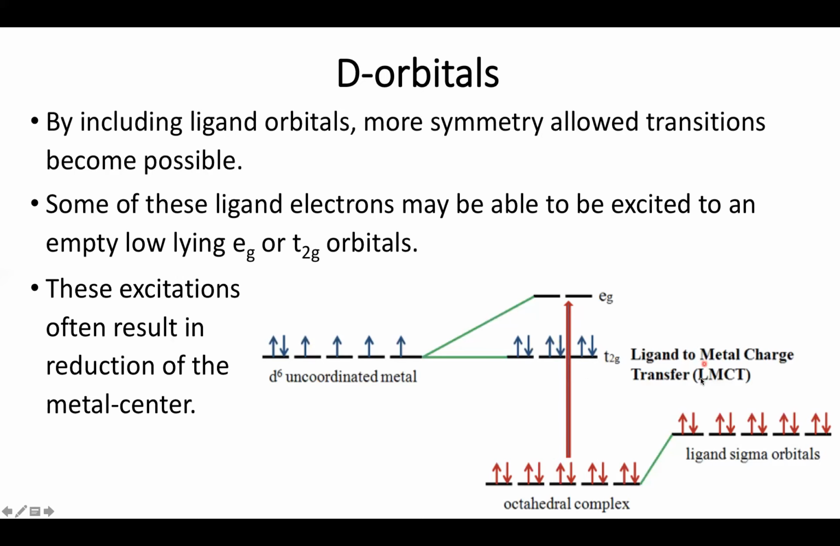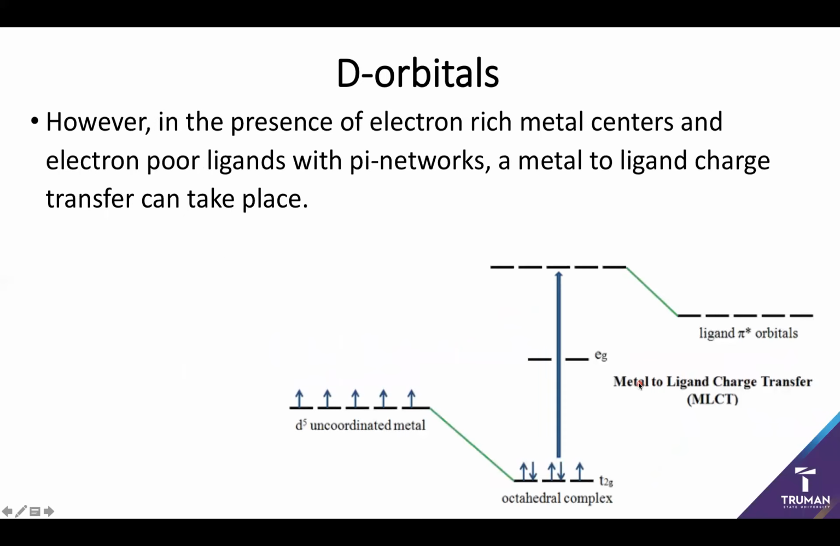However, if it's possible to promote electrons from the ligand to the metal, it should theoretically be possible to do the reverse. So this is known as metal to ligand charge transfer, and it most commonly occurs if I've got a metal complex that is going to split into an octahedral, most likely, but occasionally a tetrahedral complex, and then I have lots of empty pi networks. So generally, a lot of electrons on my metal, few electrons on my ligands.